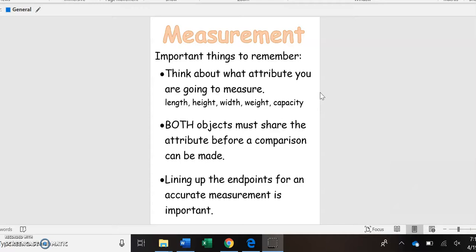So you're going to hear some of these words in the lessons over the next few weeks. Just remember, it's just like the attributes with shapes. We're just going to pick one of those things to measure at one time.